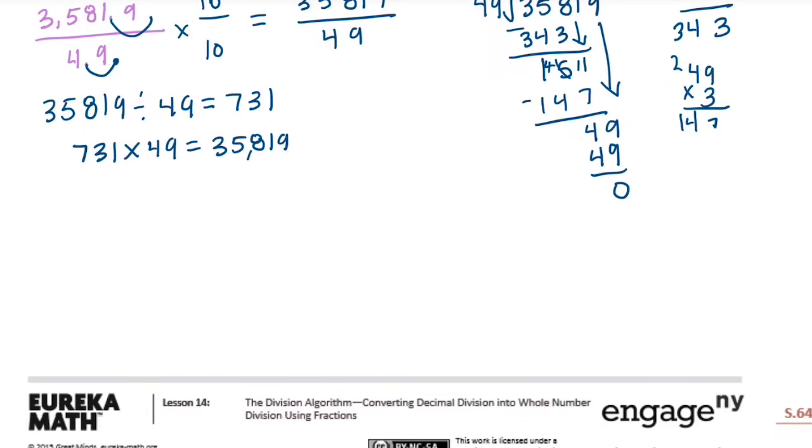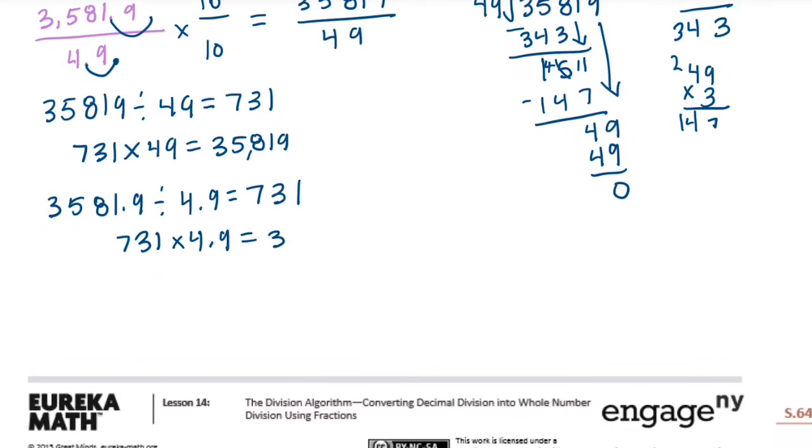But then let's get back to what the actual problem was. So it was 3,581 and 9/10 divided by 4 and 9/10, and that would be equal to 731. So 731 times 4 and 9/10 would be equal to 3,581 and 9/10.